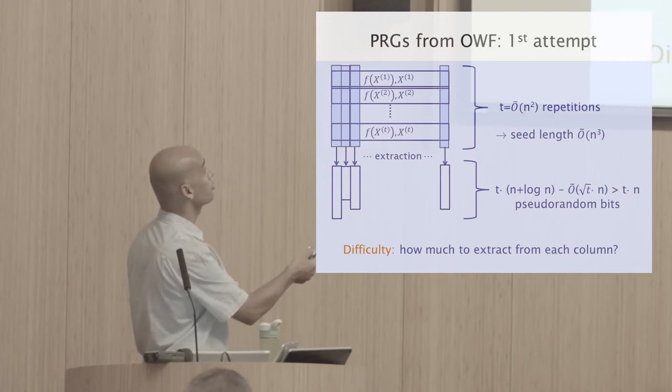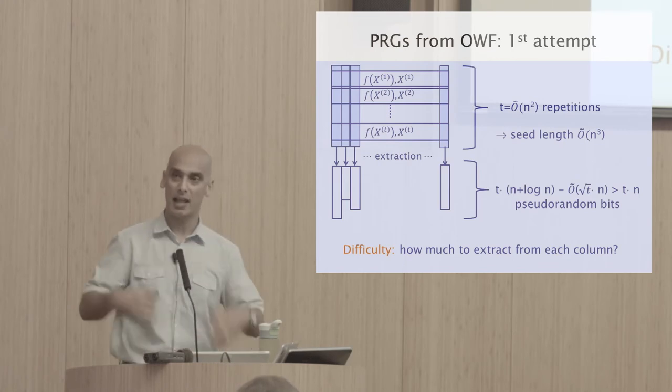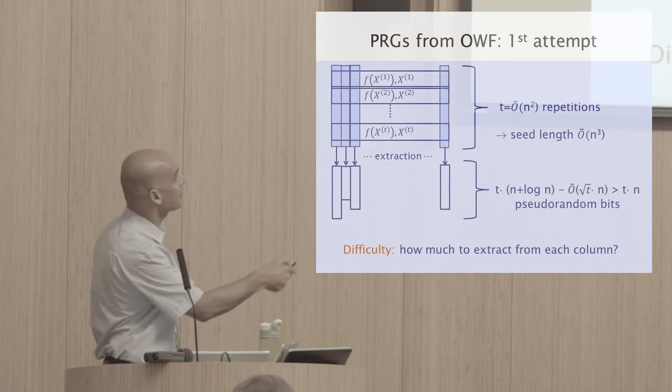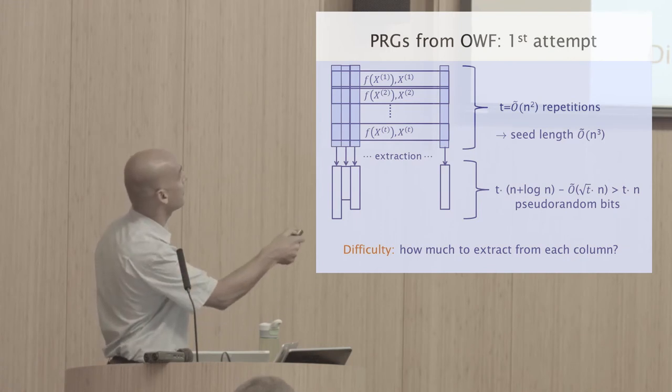Because here, there's no pseudo-entropy we're trying to get. We're just trying to get the actual entropy in the outputs of f. And then in the x's, this will be the first bit of x1, first bit of x2, first bit of x3, second bit of x1, second bit of x2, and so on.